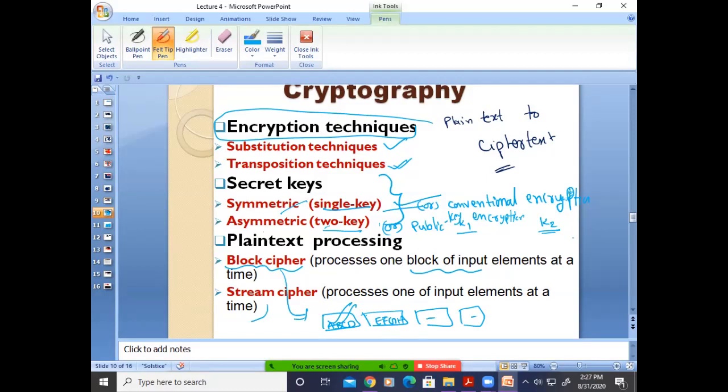Stream cipher means one element at a time. A stream of characters is coming, one at a time, and it happens continuously. That is called a stream cipher. So that is called plain text processing: how the plain text will be processed by these encryption techniques to convert it into ciphertext. One is block cipher and the other is stream cipher. Yes, clear?